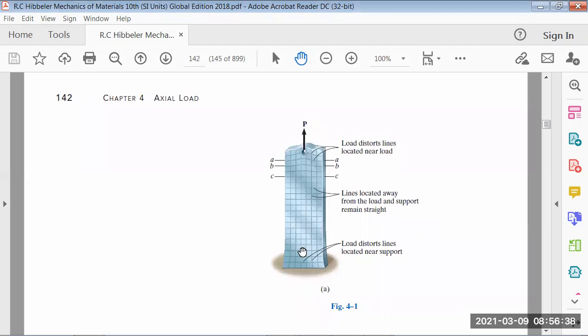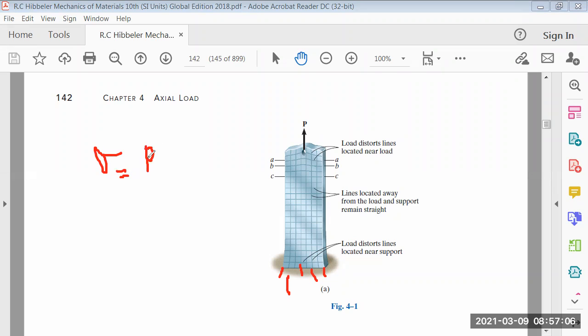If you have a member like this, for example fixed at the end, and you have an applied axial load, this member is axially loaded, and it's a tensile force. It's pulling the member upward, and the base is fixed. If you look at the stress distribution, we know normal stress is equal to force over area, right? That's what stress is about.